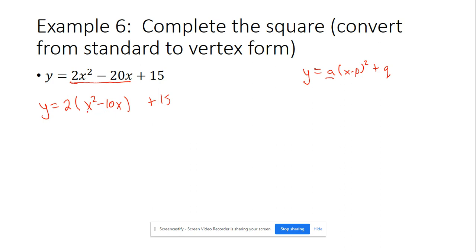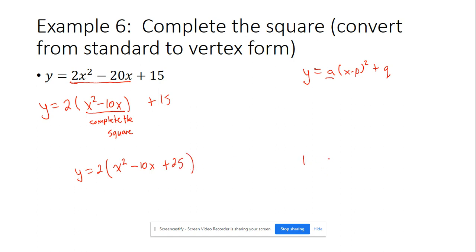Now I want to complete the square here. So we've got y equals 2, and inside that's going to be x squared. Half of negative 10 is negative 5. Negative 5 squared is 25.